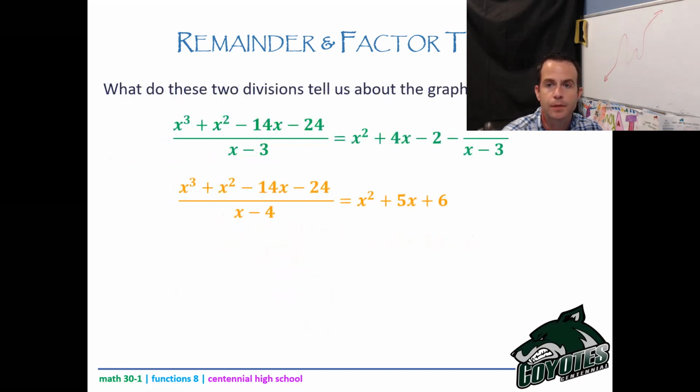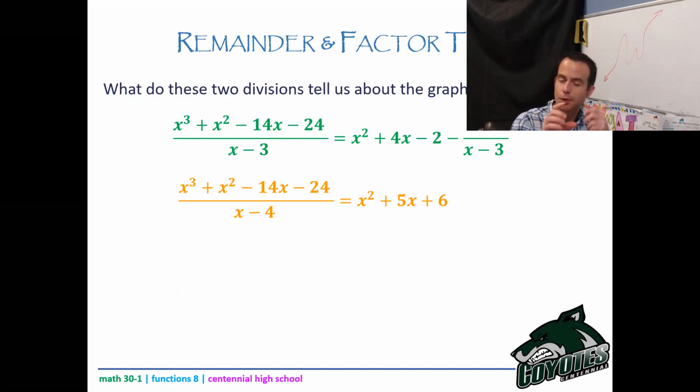All right, so what do these two divisions tell us about the graph? Well, it tells us that x minus 3 is not a factor because I end up with a remainder. And it tells us that x minus 4 is a factor. And knowing that x minus 4 is a factor also tells us that 4 is an x-intercept, because all of our factors become x-intercepts in polynomials, right?